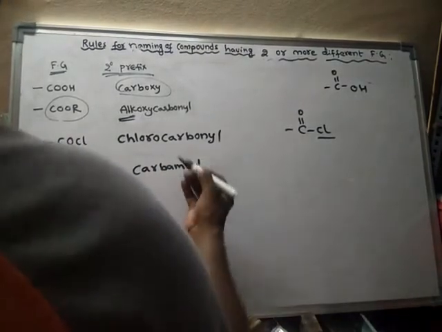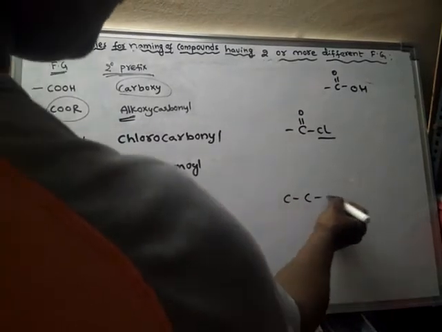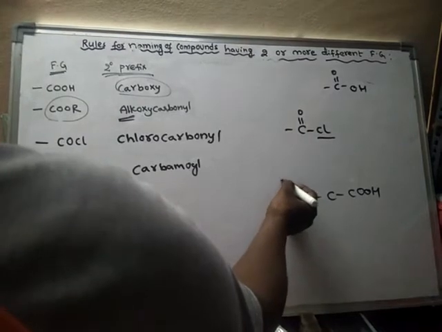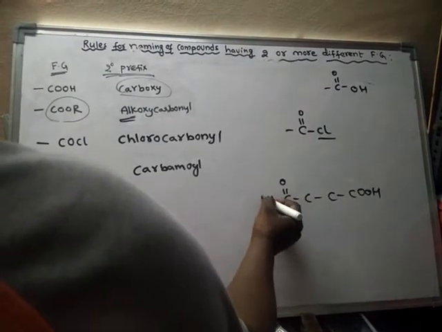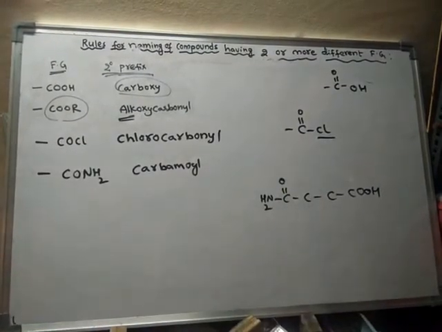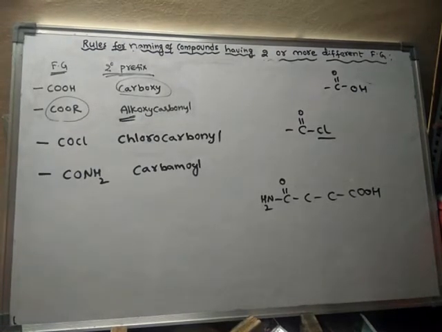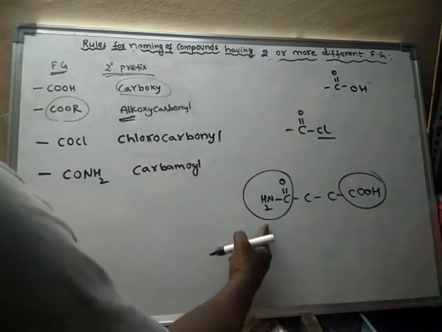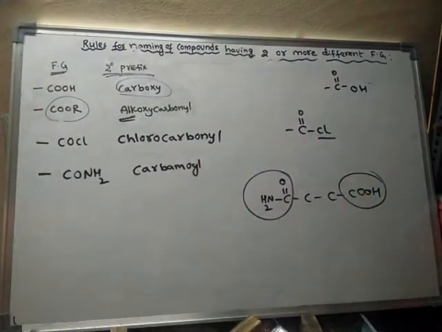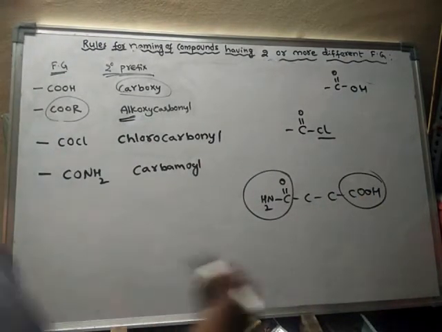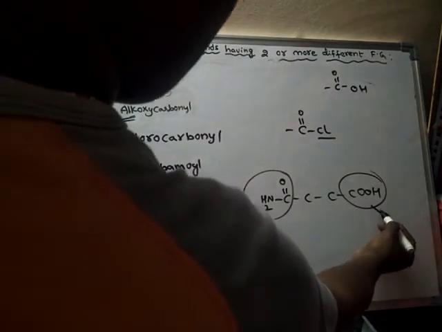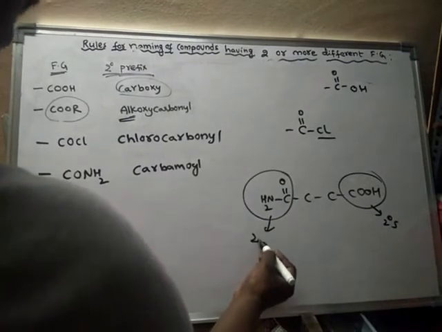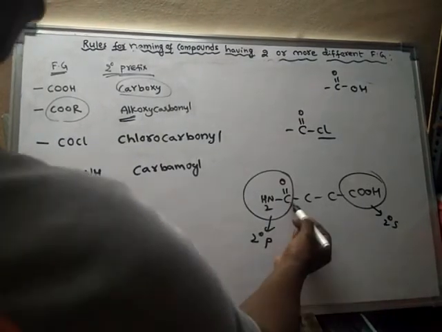Example, we will learn one example. Suppose it is like this. What is the name of this compound? Here in this compound there are two functional groups. One is the amide functional group, another one is the carboxylic acid functional group. This is the highest priority, hence it is the secondary suffix, and this is the lower priority functional group, hence secondary prefix. So how many carbons are there?